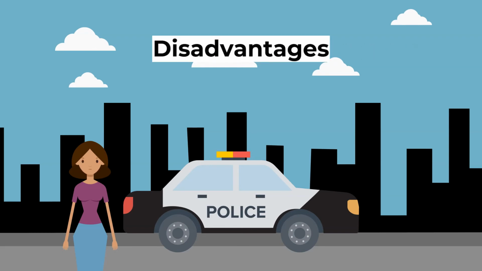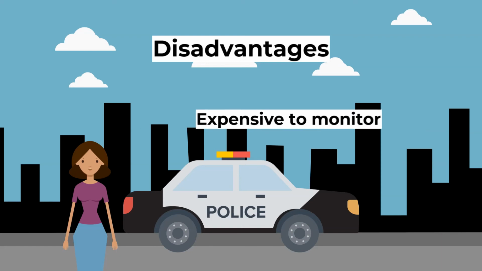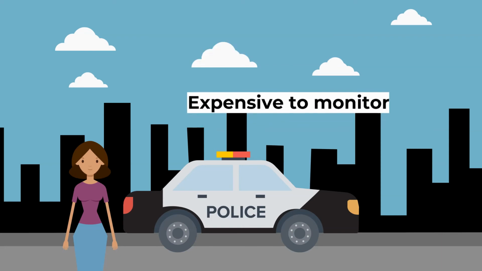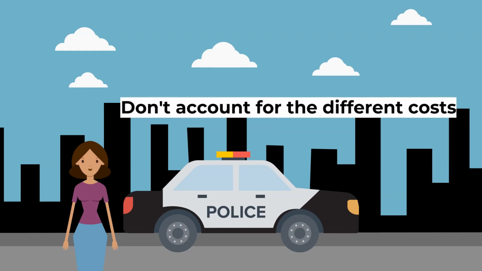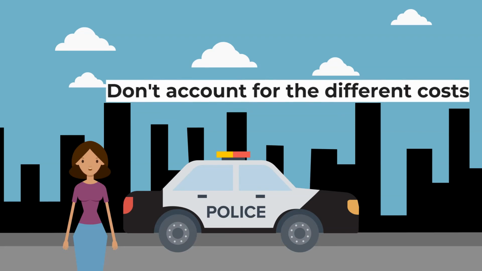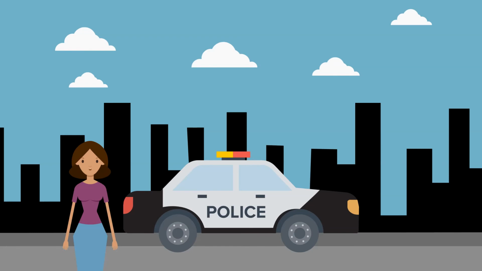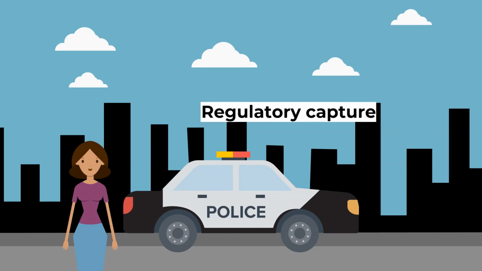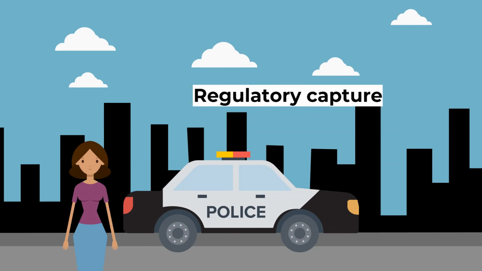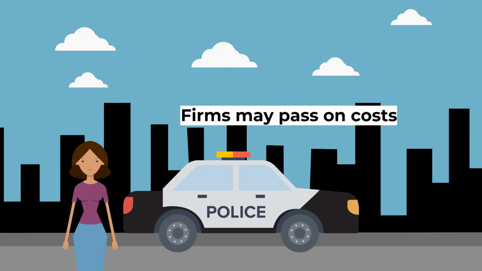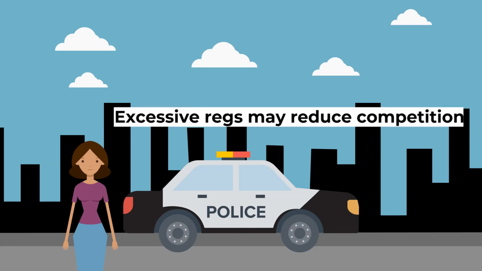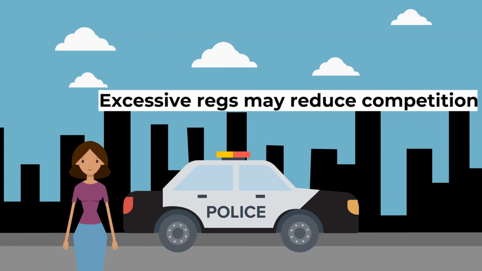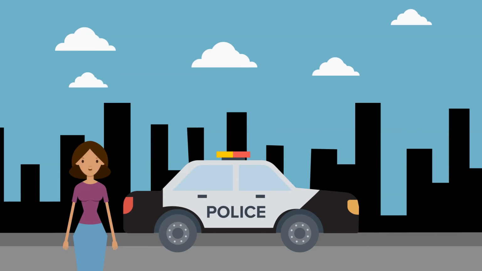Now, disadvantages. 1. Laws may be expensive for the government to monitor, incurring an opportunity cost. 2. They don't take into account the different costs of following the laws for different companies. Compared with tradable pollution permits, regulation is a less efficient method of reducing pollution. 3. The government can suffer from regulatory capture, looked at in Unit 3. 4. Firms may pass on costs to the consumer in the form of higher prices. 5. Excessive regulation may reduce competition in a market and efficiency, by increasing bureaucracy and reducing innovation.